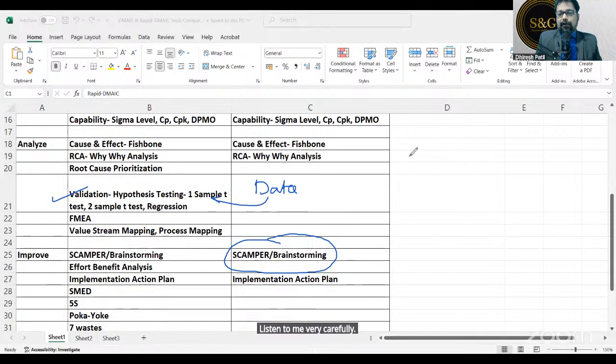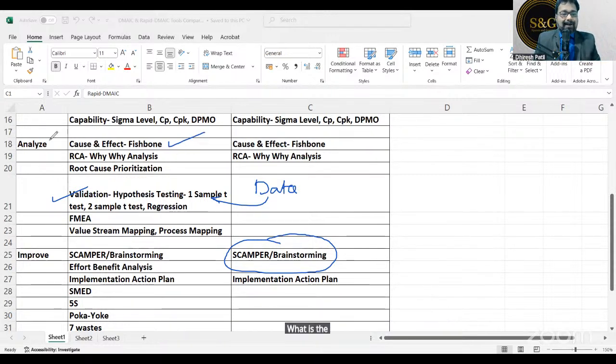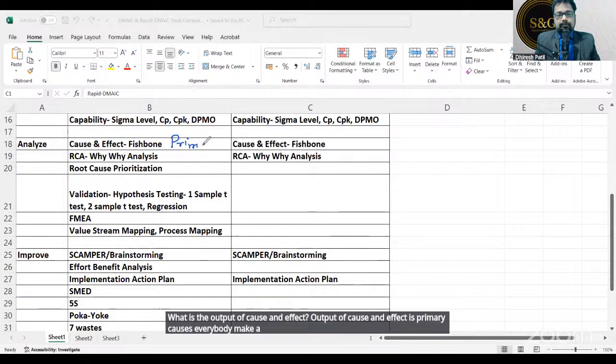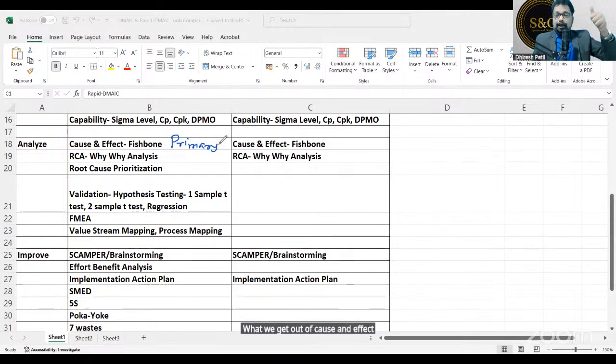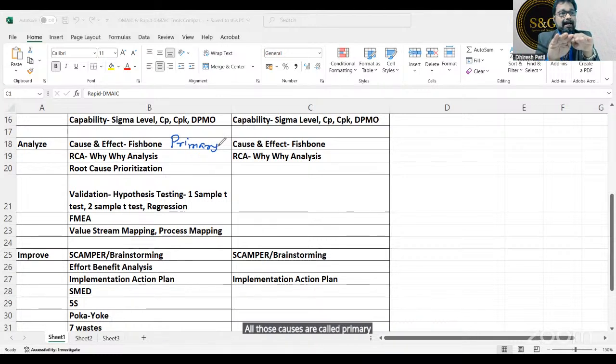Okay, so here what we do, see, what is the logical sequence here? First, we do cause and effect. What is the output of cause and effect? Output of cause and effect is primary causes. Everybody make a note of this. What we get out of cause and effect? If you remember cause and effect, man, machine, method, material, all those causes are called primary causes. Primary meaning the causes which are easily identifiable.